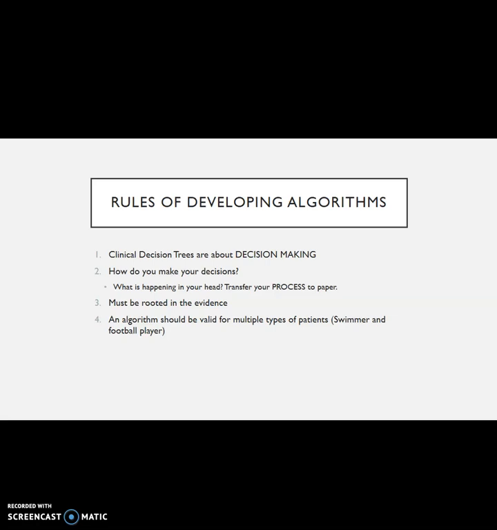Clinical decision trees are about making decisions. So whatever the outcome is, it should be focused around making decisions. How do you make your decisions? What is happening in your head? Transfer that process to paper. That's where you can start. You're going to build and revise, build and revise, and build and revise this over and over until you have it the way you want it. But what you can do to start is take how you would normally evaluate this injury or this pathology and write it out. Write out that process.